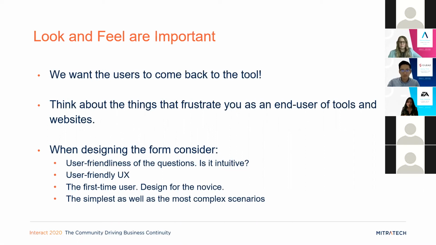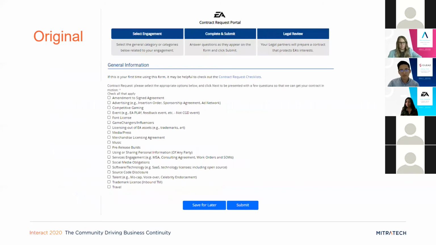And while doing that, you want to think about the first-time user. Don't assume everybody knows what they're doing. Don't assume that they've submitted a contract request 1,000 times over before they come to your portal. It might be their first time. Maybe they're a new employee. So design for the novice, while designing for the simplest scenarios and most complex scenarios. As far as the design goes, I wanted to share with you a few screenshots to illustrate what I mean. Kenny, if you don't mind going to the next slide.